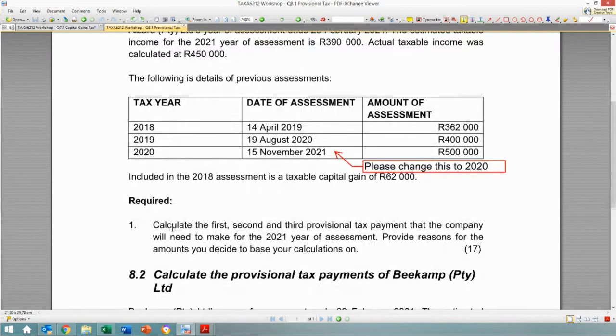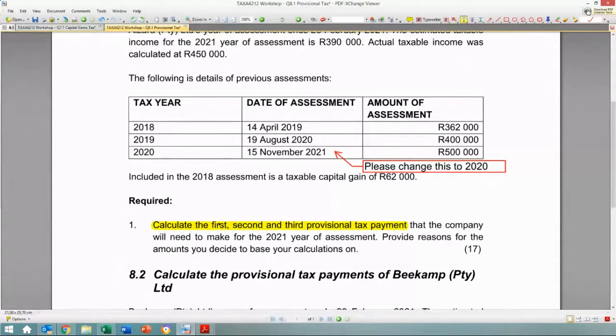Okay, so the first thing we do with the question is we go look at what we are required to do. They want you to calculate the first, second, and third provisional tax payment. So in this scenario, you have to do all three of them. Now, as soon as they ask you to do the calculation for first, second, and third, and they provide you with a table like this, it means you would potentially have to use different amounts because of the fact that the information is not recent enough or it has not met the basic requirements.